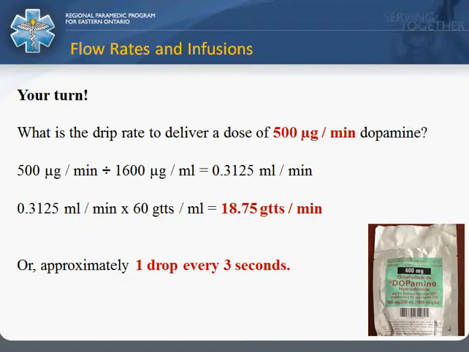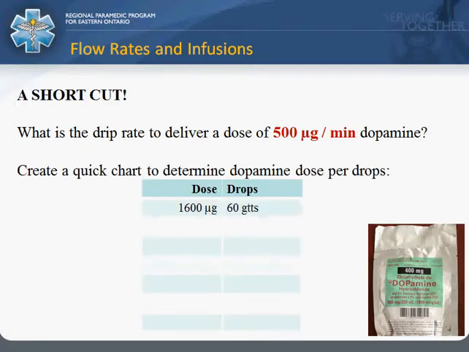because we can never get exactly perfectly 18.75, or going back to the previous example, 1.6 drops. You're never going to get that exactly perfect. Unless we start using pumps, we're not going to get it exactly perfect. But 1 drop every 3 seconds is pretty close. Now let me show you a shortcut, because doing this kind of math in the middle of a living room is probably going to get your head spinning a little bit.